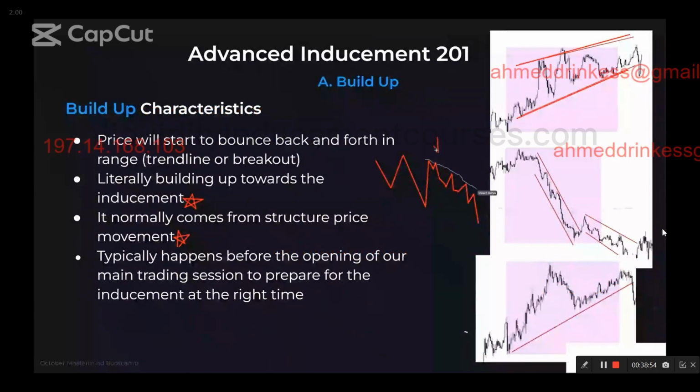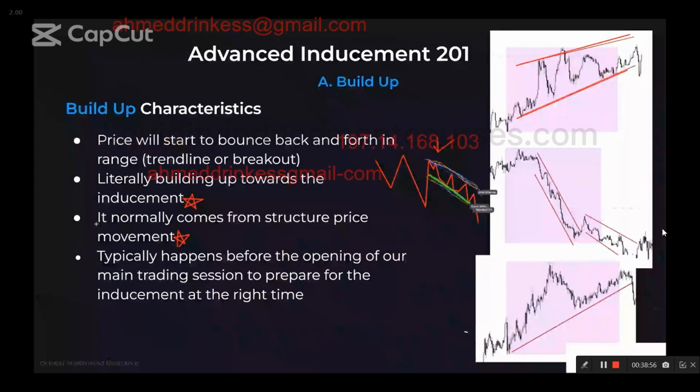You guys want to annotate right here. Beautiful, right? Keep it like that. We're building up towards the inducement. Good. Just make sure we're all clear on that, right?